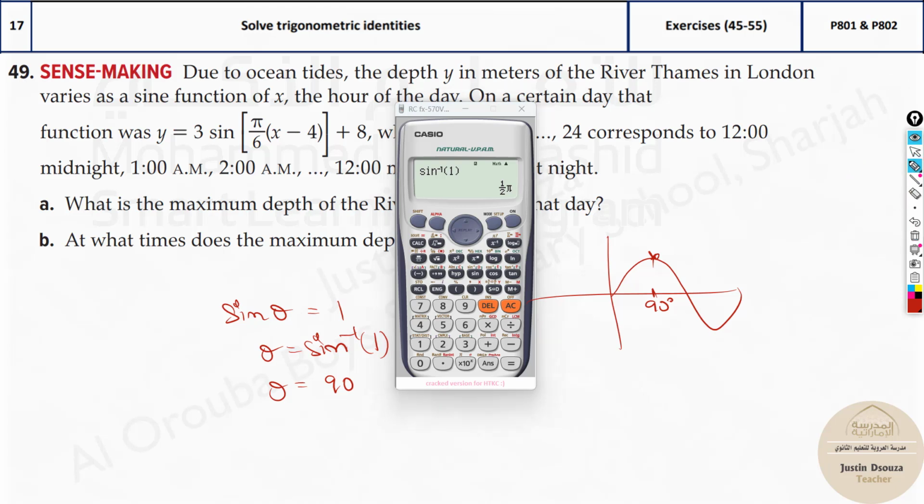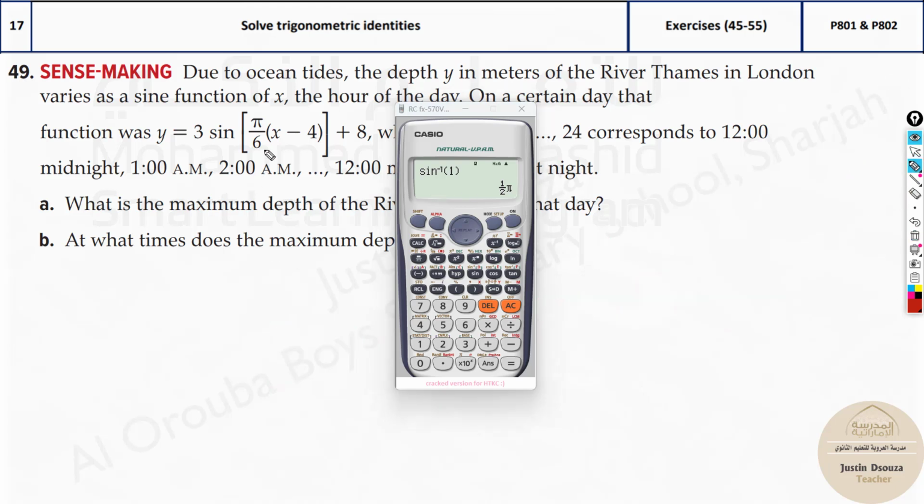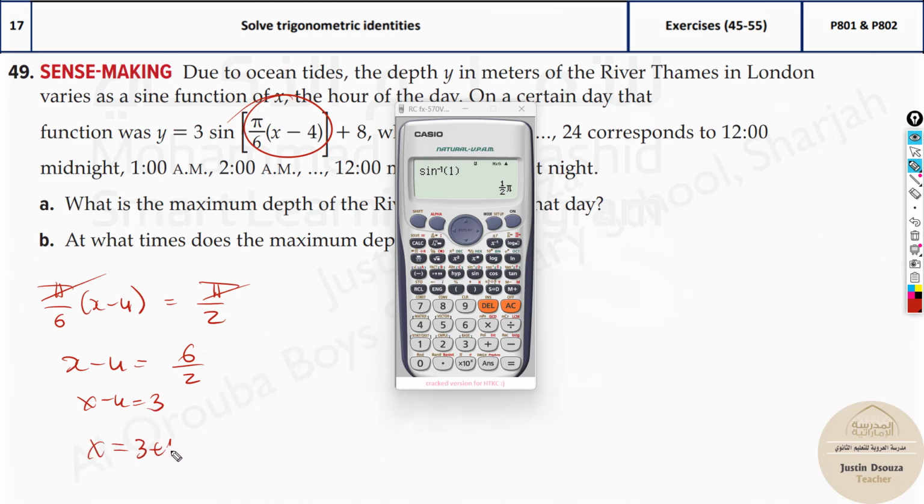So this made our job very easy. Why? Because now I can just say this part, pi by 6 times x minus 4, must be equal to pi by 2 or half pi. Why? Because that time it's maximum. Now just solve it. Pi cancels. Take the 6 to the other side. x minus 4 is equal to 6 by 2. x minus 4 is equal to 3. 4 goes to the other side. x is equal to 3 plus 4, that is 7. So at x is equal to 7, it is maximum.